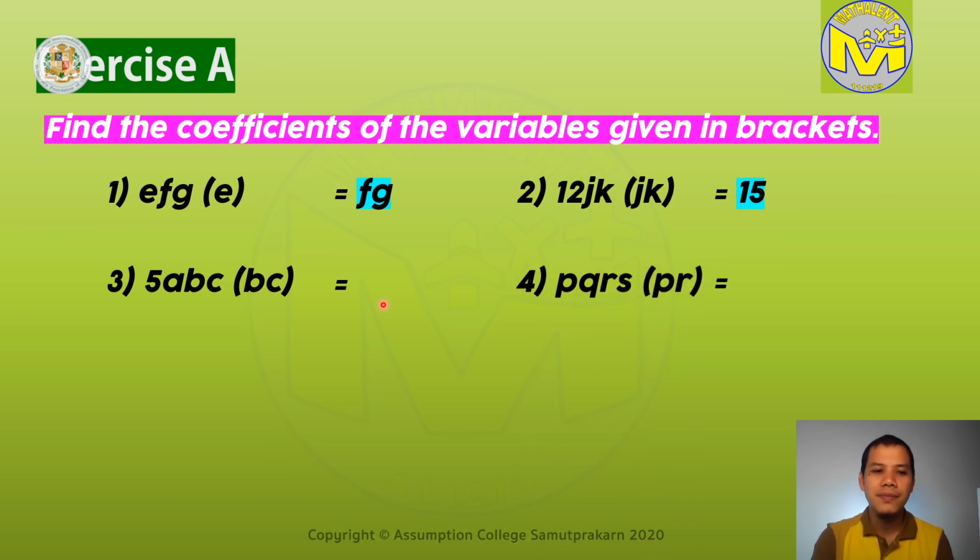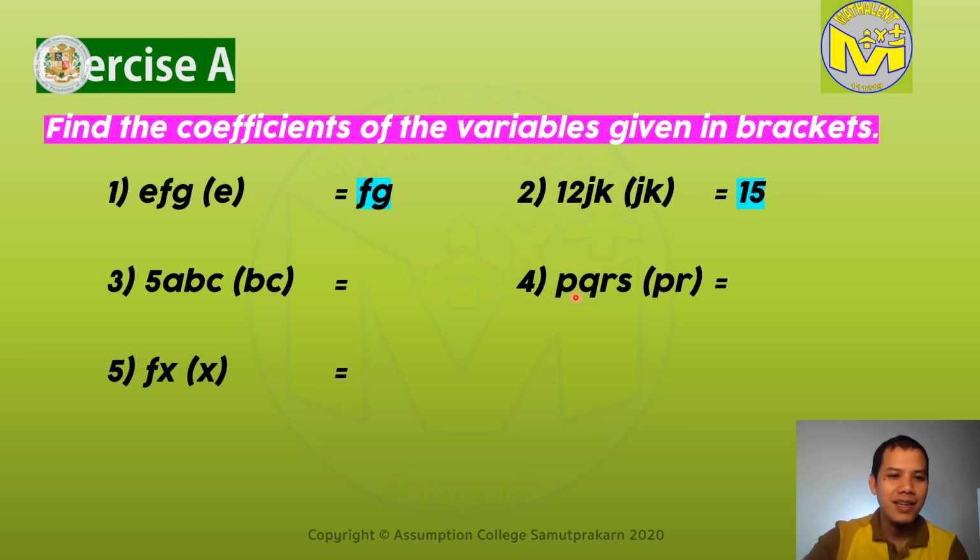Number 4. In number 4, we have PQRS. In the bracket, we have PR. Here, PR. So what is the coefficient of PR in PQRS? PR. So if I will take off or erase P and R, what is left? It is what? Q and S. Good.